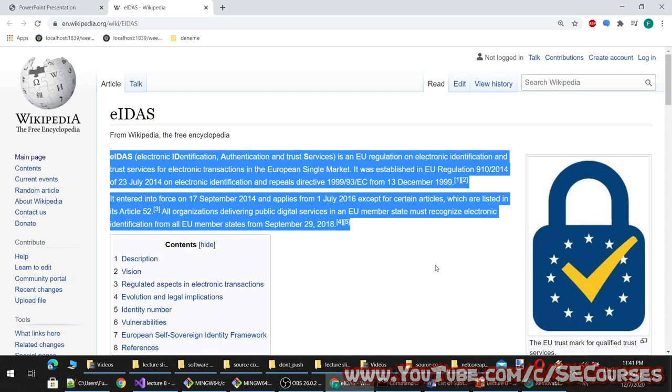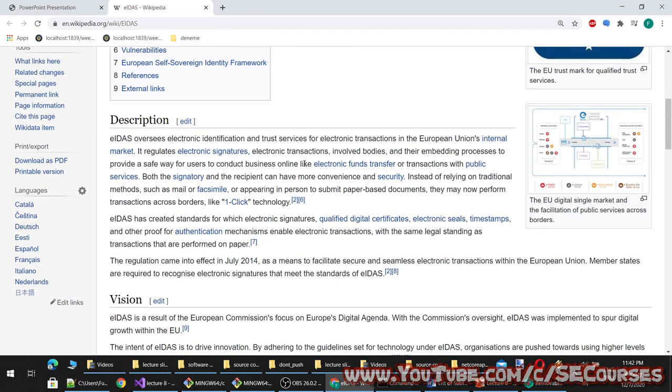eIDAS, Electronic Identification, Authentication and Trust Services, is an EU regulation on electronic identification and trust services for electronic transactions in the European single market. It was established in EU Regulation 910/2014 of the 23rd of July 2014 on electronic identification and repeals Directive 1999/93/EC from the 13th of December 1999. It entered into force on the 17th of September 2014 and applies from the 1st of July 2016, except for certain articles, which are listed in its Article 52. All organizations delivering public digital services in an EU member state must recognize electronic identification from all EU member states from September 29, 2018.